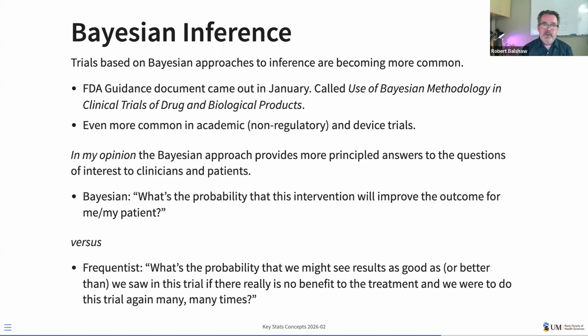Just this January, the FDA came out with a guidance document called The Use of Bayesian Methodology in Clinical Trials of Drug and Biological Products. It's a mouthful, but the fact that there's now a guidance document that's fully published tells you that the methodology is coming of age in the clinical trial space. And it's been common in academic and device trials for a number of years. So it's really out there and being used.